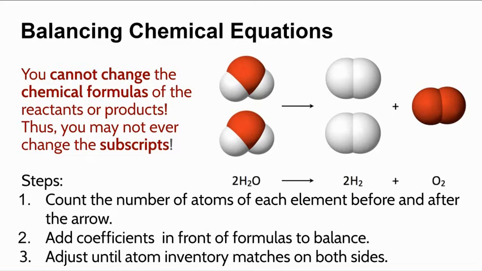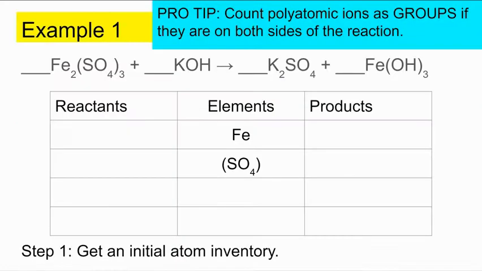Our steps are that we need to create an atom inventory, counting the number of atoms of each element before and after the arrow as reactants and products. Today, as we do this, we're going to keep polyatomic ions together as a group and count them as I have one group of them, two groups of them, and so forth. Then we're going to add coefficients in front of our formulas until both sides are balanced. The atom inventory matches on both sides.